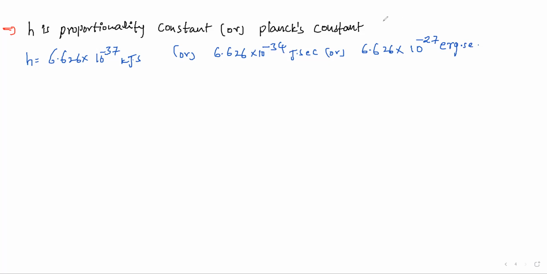Remember, some books will give 6.625 or 6.626; both are equal only, so don't get confused here. Planck's constant value is 6.626 into 10 to the power of minus 37 kilojoule second, or minus 34 joule second, or minus 27 erg second. If you take kilojoules, the power is minus 37. If it is joules, minus 34. If it is ergs, minus 27.